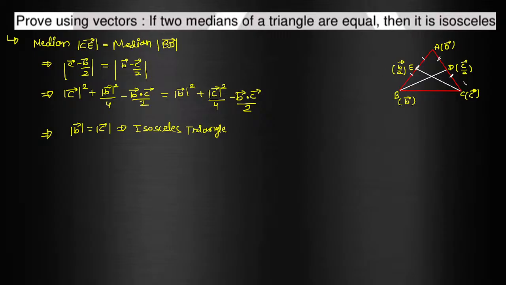So if we do B by 2 minus C vector mod, C by 2 minus B mod, square both the sides, we will get C square, B square by 4 minus BC by 2, B square, C square by 4 minus BC by 2. We get this and this cancelled. We are left with 3 by 4, 3 by 4. So it is B equal to C. So isosceles triangle. Two sides are equal, so isosceles triangle.